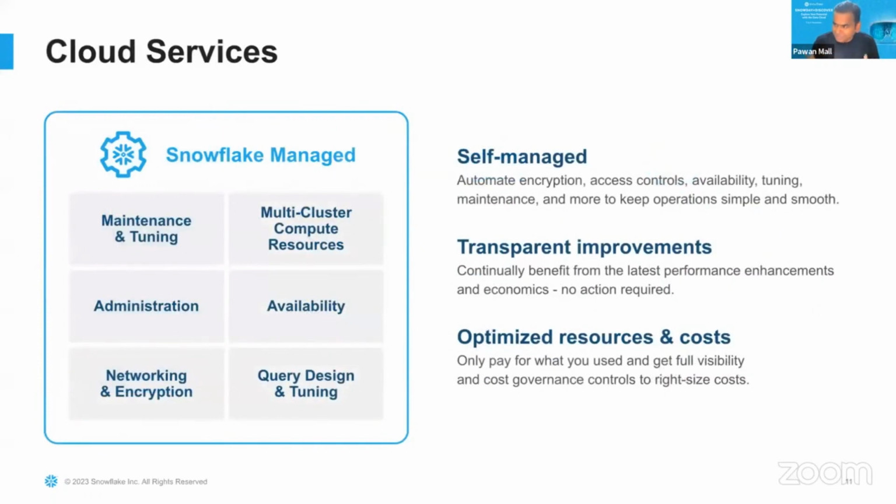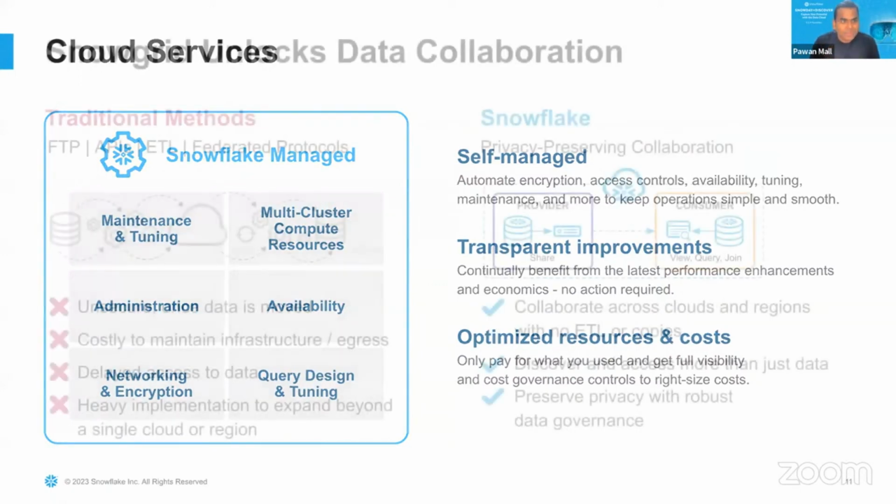The last layer, the second last layer, which is the cloud services, I already talked about it. There are a lot of different capabilities, like we do a lot of maintenance, tuning, administration, all sorts of encryption, network capabilities. There are a lot of capabilities which are brought into this, for example, caching, results caching, and those kinds of things, which are all handled by our cloud service layer.